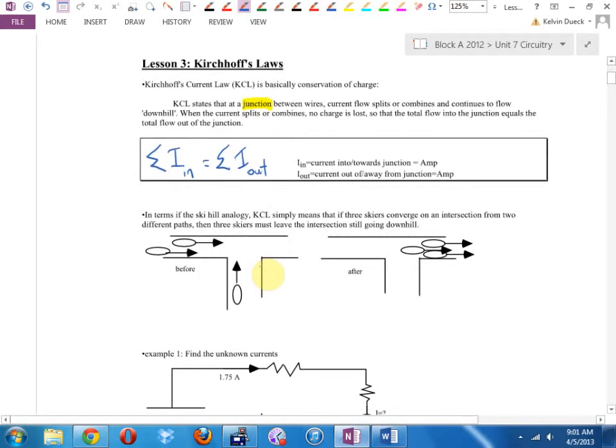So, in our ski hill analogy, it means that if 3 skiers converge on an intersection from 2 different paths, then 3 skiers must leave the intersection going downhill. If I have 2 amps coming in this way, 1 amp coming in here, 3 amps going out. And almost always the math will be simple enough that you can do a lot of it in your head.